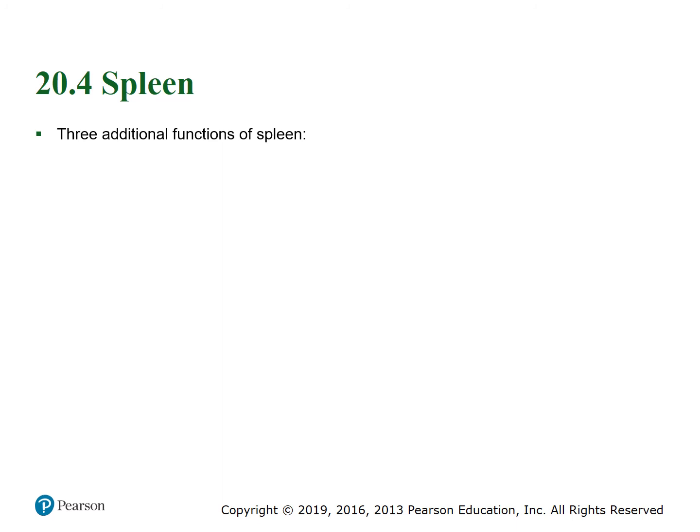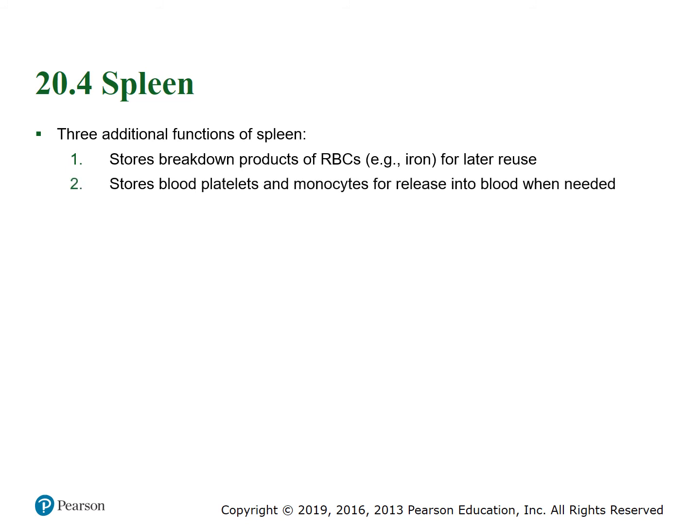There are 3 additional functions of the spleen other than its blood filtering and lymph filtering function. First of all, it can store breakdown products of red blood cells, in other words, heme and iron, for later reuse. Secondly, it can store blood platelets and monocytes for release into the blood for when they're needed. And third, it can be the site of fetal erythrocyte production, so red blood cell production in the fetus.